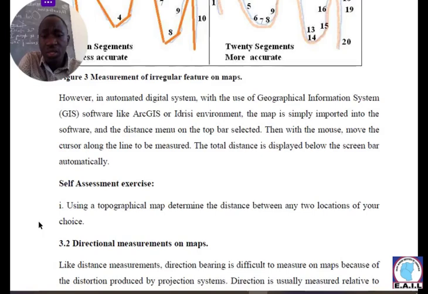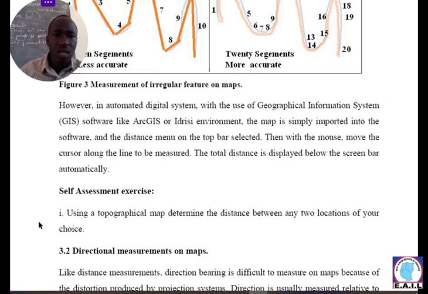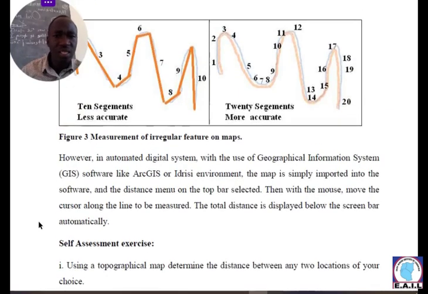Below there we have what we call the sample exercise. It says that using a topographical map, determine the distance between any two locations of your choice. Here they are just dealing with the distance between two of your locations. For instance, you may have point A and point B. Let me take you back: if you look at point 8 and point 10, you may be told to find the distance between those two points.